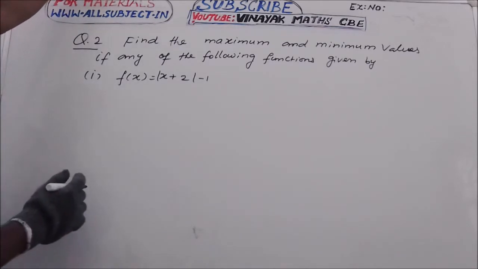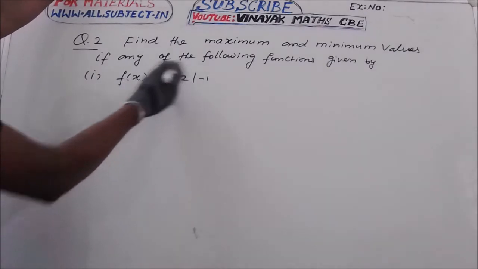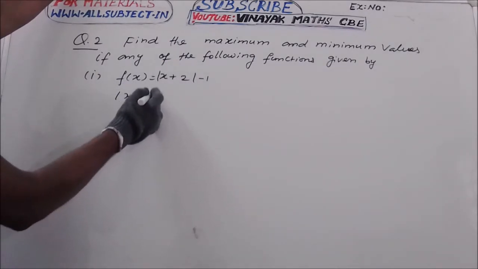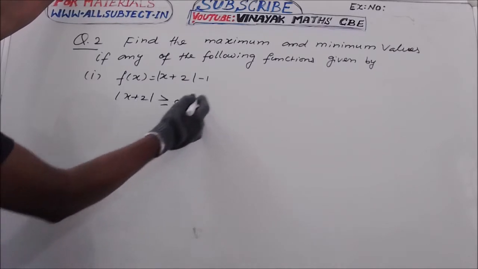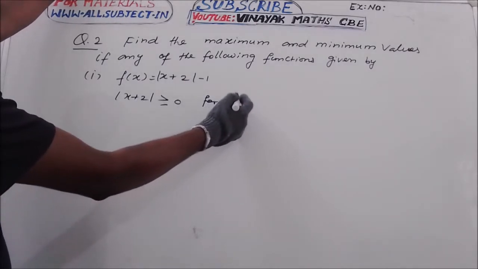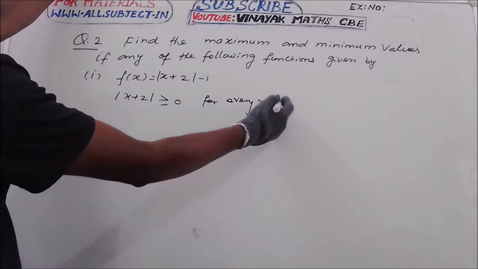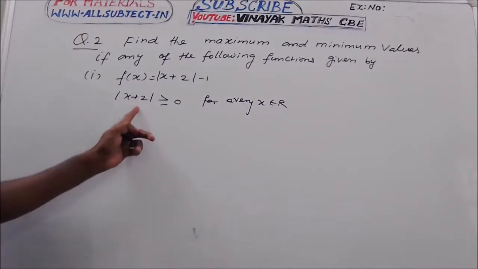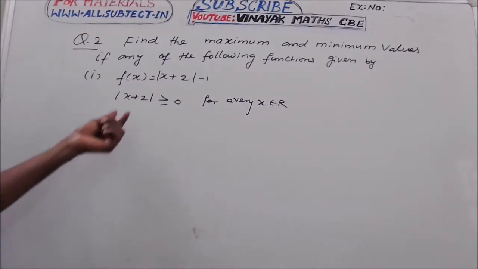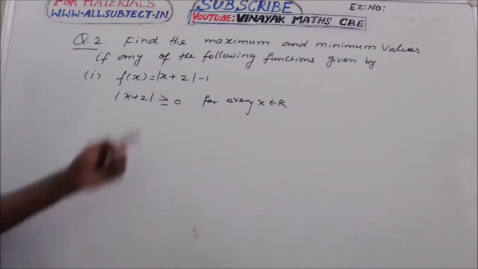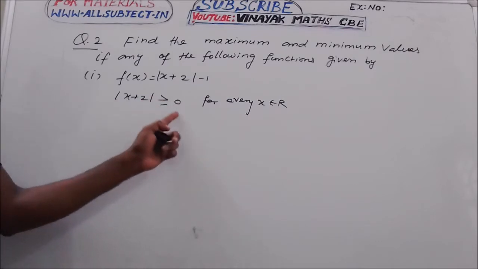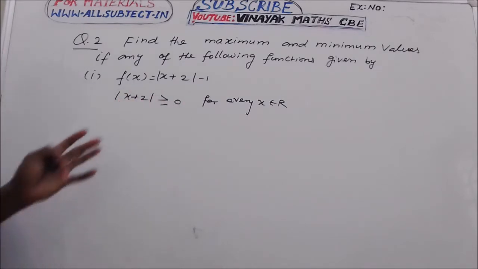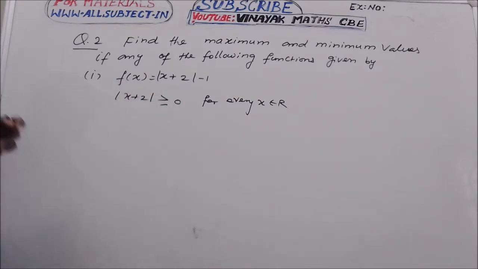Now, this modulus of x plus 2 is always greater than or equal to 0 for every x belongs to R. If we substitute any real number in it, because of the modulus sign, it always yields a positive quantity or 0. When we substitute x is equal to minus 2, it gives 0. Otherwise, it yields a positive answer.